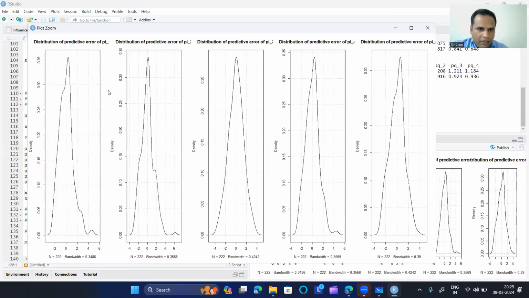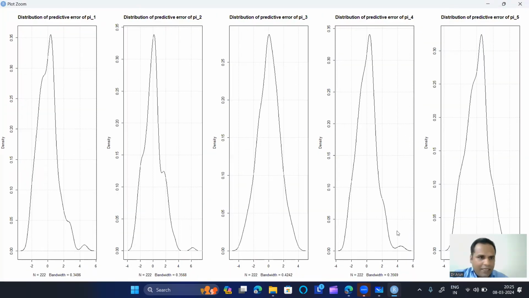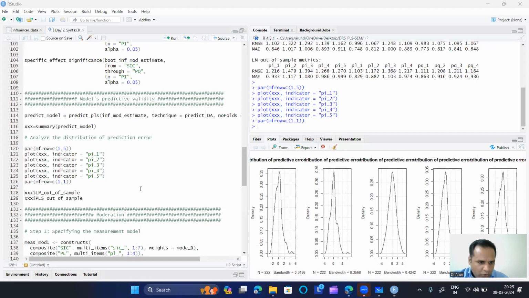Now friends, if you see before you, there are 5 distributions of the prediction error: P1, P2, P3, P4, and it appears to be symmetric. So when it is symmetric, then you should go for RMSE. And by the way, friends, you'll hardly come across papers where people have used MAE. Just check it on your own. You'll hardly come across papers where people have checked MAE.